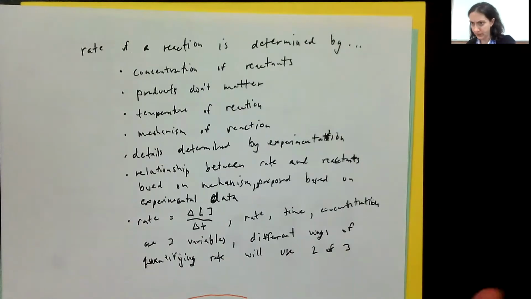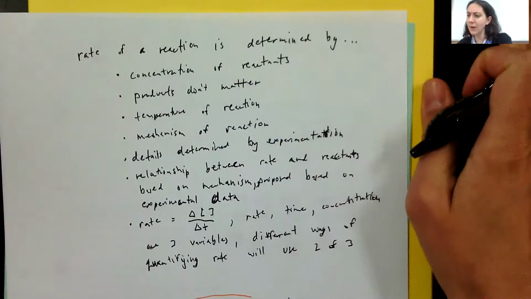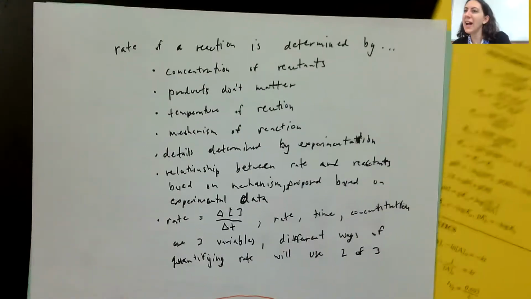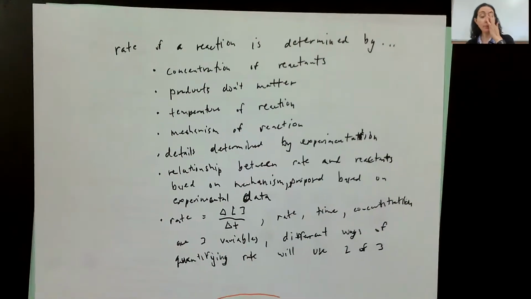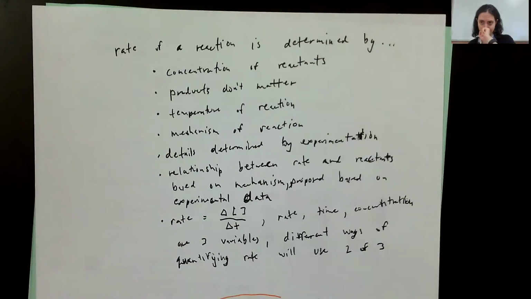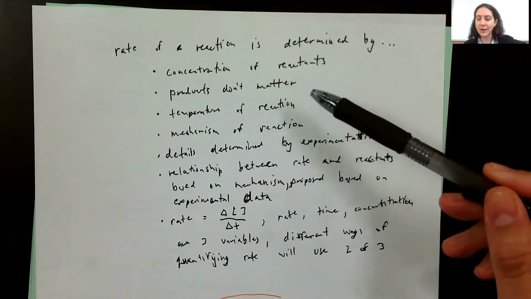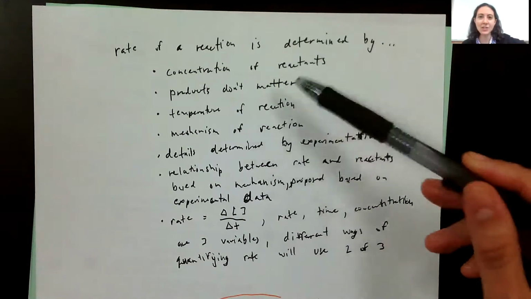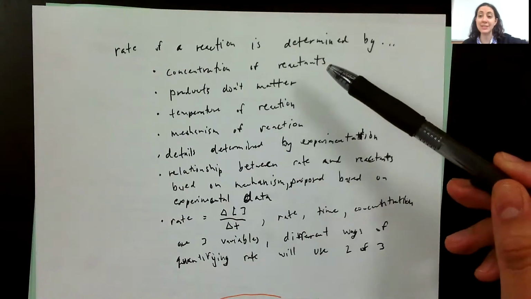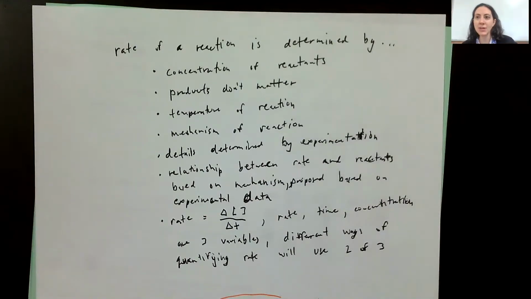Some key facts to know, some key ideas to keep in your head during this whole thing, if at all possible. So first of all, the rate of reaction is kind of an obvious concept, I think. It's how quickly a reaction is occurring. And it's a whole field of study, this whole idea of kinetics and reaction rates. It is determined by the concentration of reactants. The products don't matter, because once the products are made, they're just sitting there in terms of the reaction. But the concentration of reactants definitely does matter. The temperature of the reaction also is very important. The higher the temperature, generally speaking, the faster the reaction is going to go.